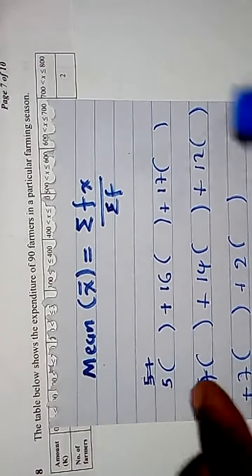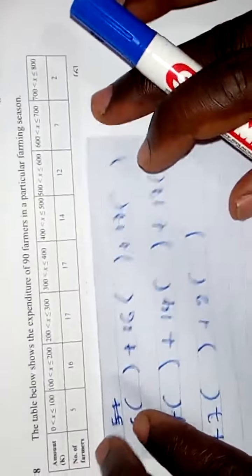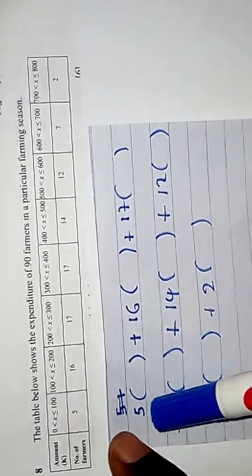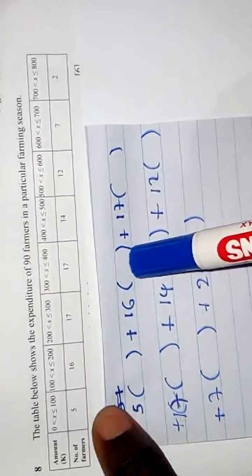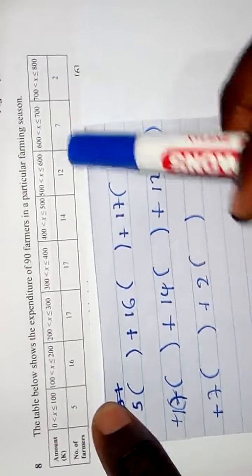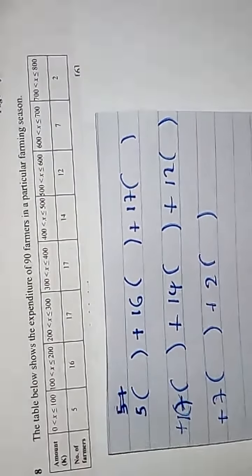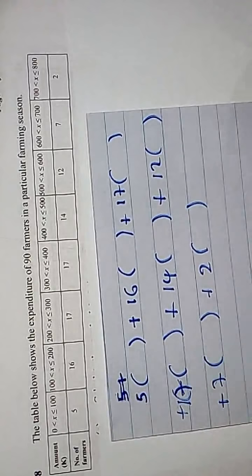Hopefully you're able to see what I'm doing here. I'm getting the frequencies because I want to find mean. So I get 5, put it here, open bracket, close, I leave some space, plus 16, the same thing, plus 17, I leave space, 17 again, 14, I leave space, 12, 7, and 2. So this is the procedure. Once I do this, I'll start looking for the numbers that should be put inside the brackets.